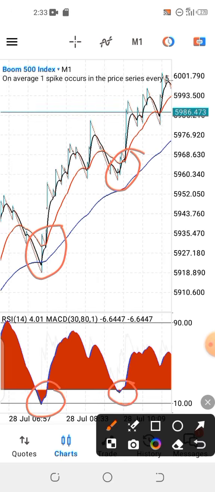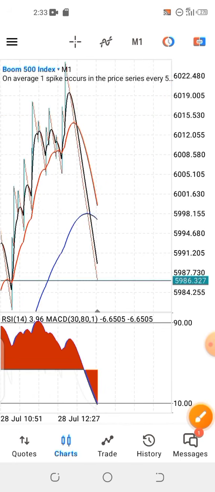Then it spiked. The first spike didn't cross. It came down a little bit again. It now spiked the second one. The second one crossed it. You enter. And it went up, guys. Let's see how it goes.